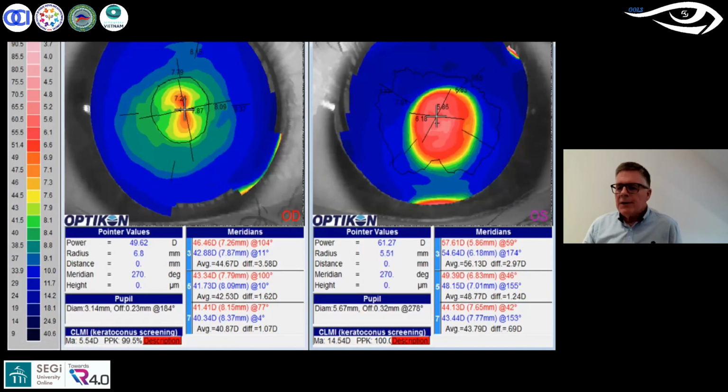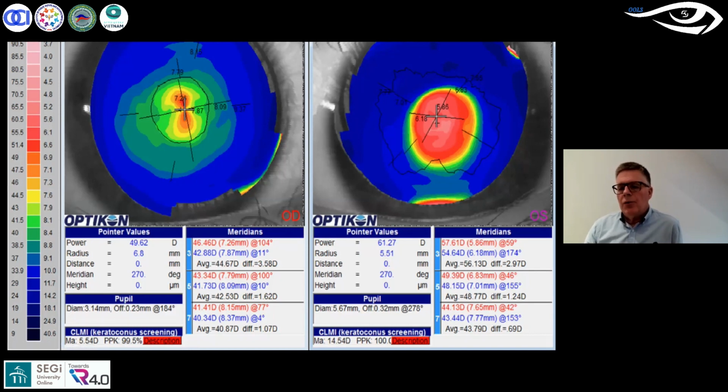So the next image here is a fascinating one. Again, we've got a pupil here. The pupil diameter is 3.14 millimeters. The topography shows a lovely figure of 8. This is with the rule astigmatism, but we can see that beyond the 3 millimeter margin, the eye flattens out considerably. And when we apply the keratoconus screening tool, this is an algorithm that the topographer has built in, the computer is 99.5% certain that this patient has keratoconus.